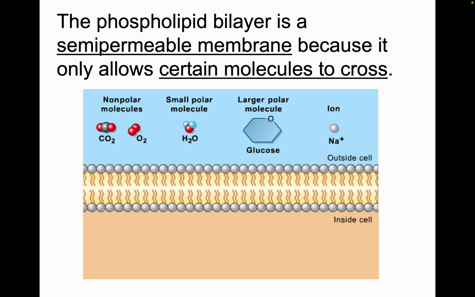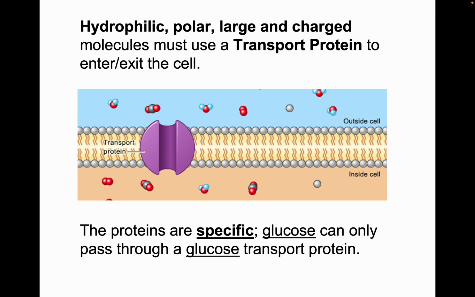So, we have here why this happens. It is semi-permeable. This property helps the cell control what enters and what exits, maintaining a controlled internal environment. So, we have here hydrophobic and polar. Large and charged molecules use a transport protein to enter and exit the cell. So, this is the image of a transport protein.